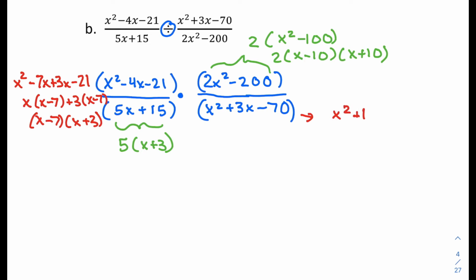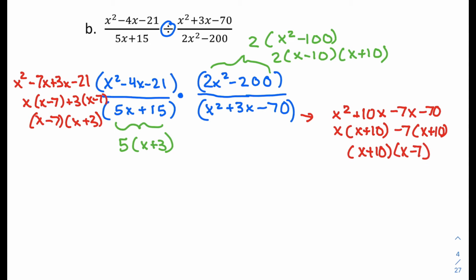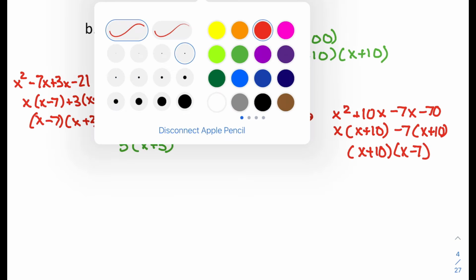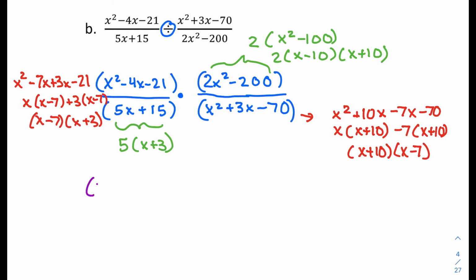In the bottom one, I could look for two numbers that multiply to negative 70 and add up to 3, so I'm going to use 10 and negative 7. And then again, factor out some common factors, and I have x plus 10 times x minus 7. I'm going to rewrite everything in its factored form so it doesn't look quite so messy and hard to follow here. So if I rewrite all of my factors on top and all of my factors on bottom, it's going to look like this.